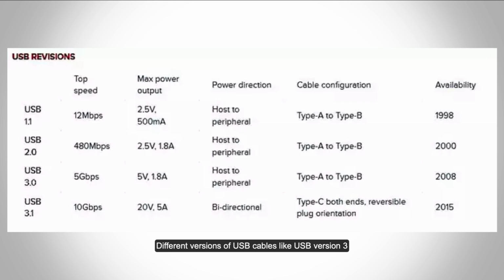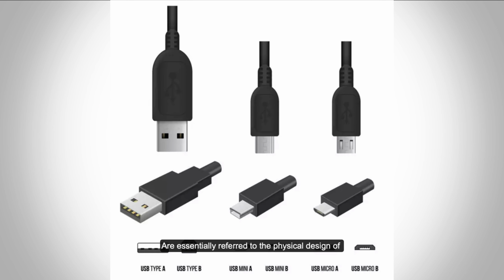Different versions of USB cables like USB version 3 and USB version 4 are concerned with the functionality and the speed of the USB cable, whereas the type of USB cable like USB Type A, USB Type B and USB Type C essentially refers to the physical design of the plug and the port.